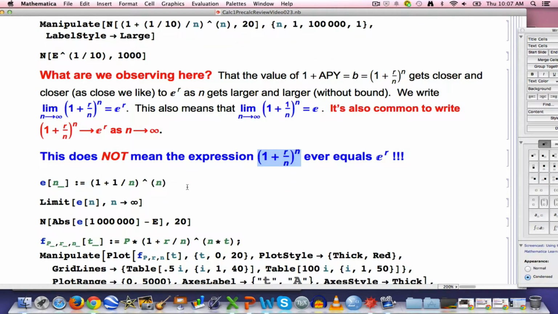Alright, let's look at the code we looked at last time as well. Here is the expression for b. In fact, I probably should have called this b of n. This is defining a function in Mathematica.